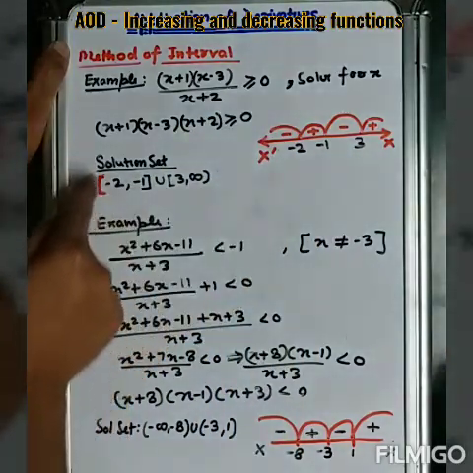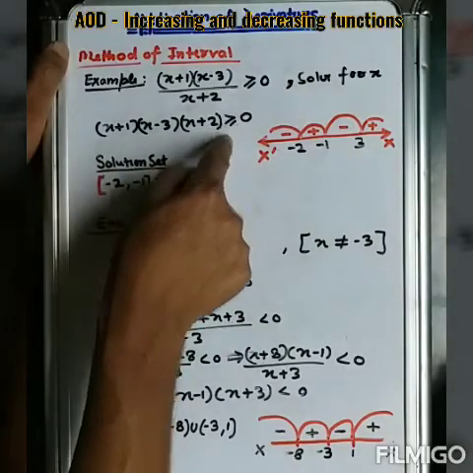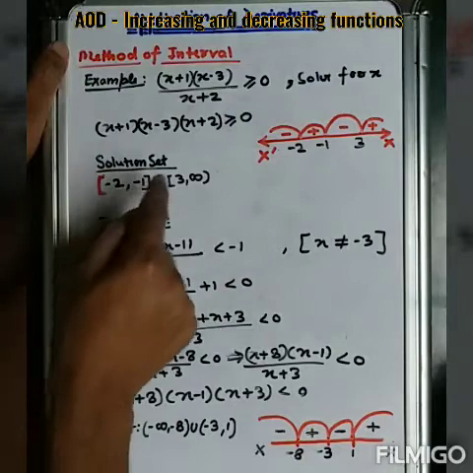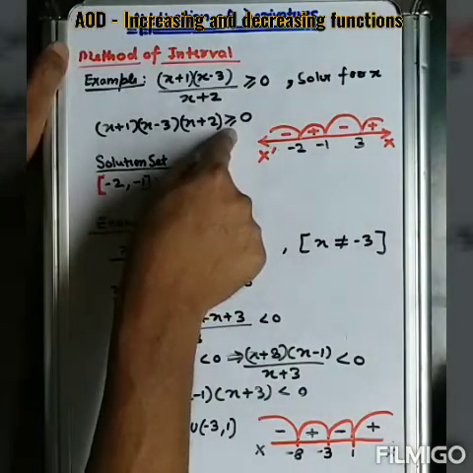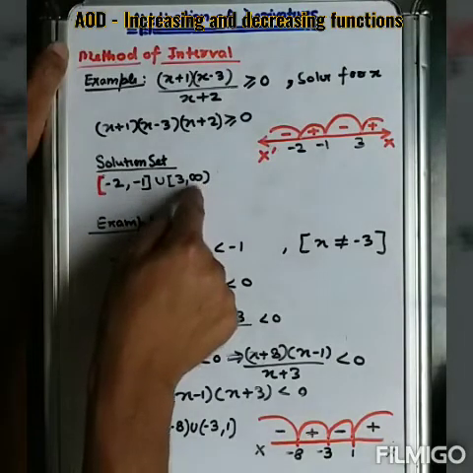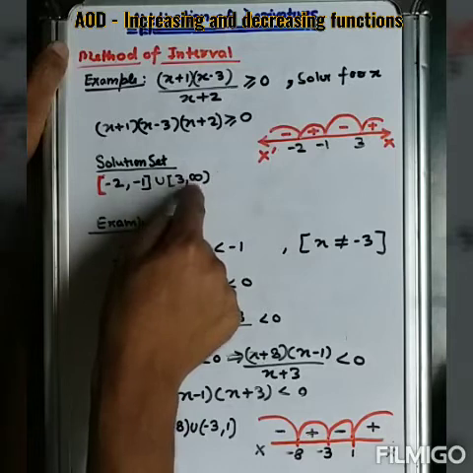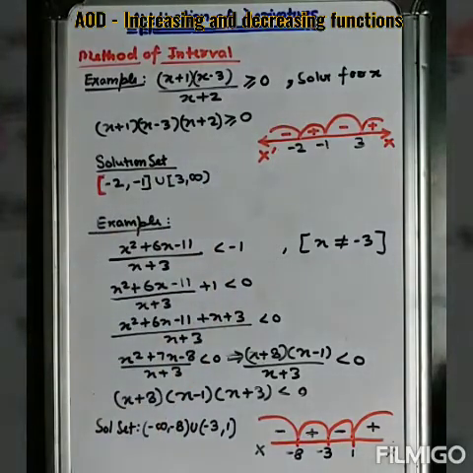And when we have the equal to sign here, then we put the straight bracket. If the equal to sign was not there, then we should have put the round bracket like this. And we always place the round bracket with the infinity sign.